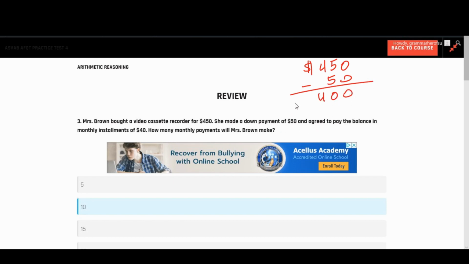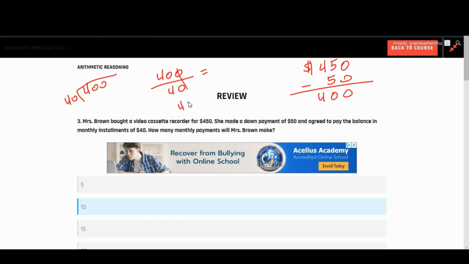So in other words, Miss Brown has to pay installments of $40 until she pays back the total of $400. So that looks like this. 400 divided by 40. And by solving this, we'll find out how many months it's going to take her to pay this back. When you have zeros in a division problem like this, instead of doing 400 divided by 40, which would take a lot of work, you can simply cross out these zeros, and now the problem becomes 40 divided by 4.